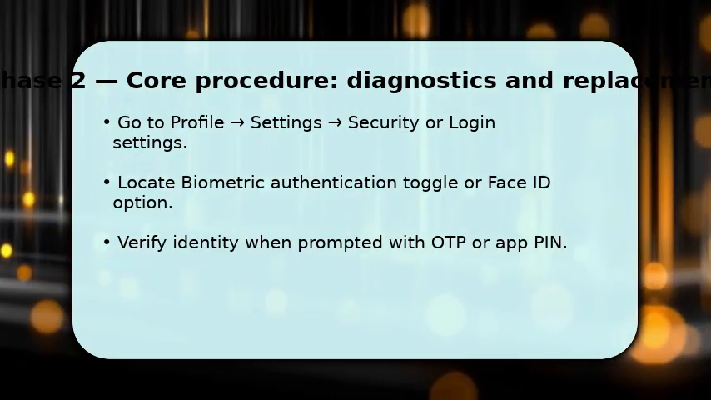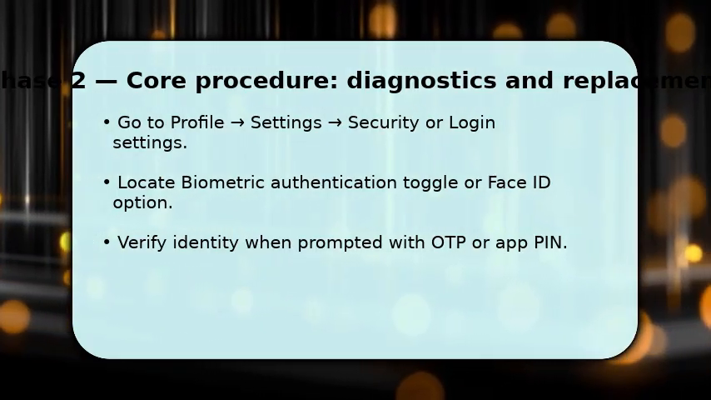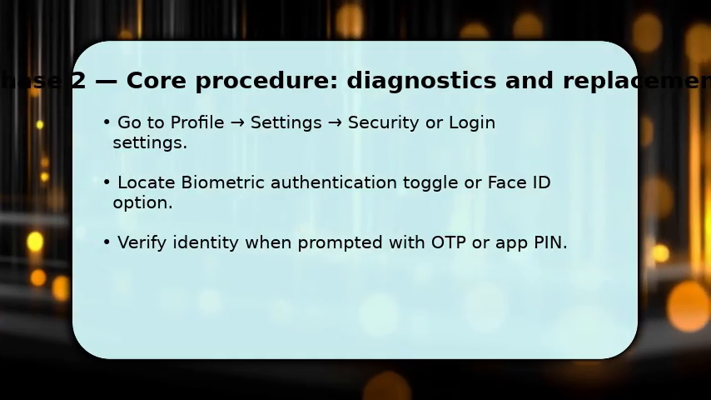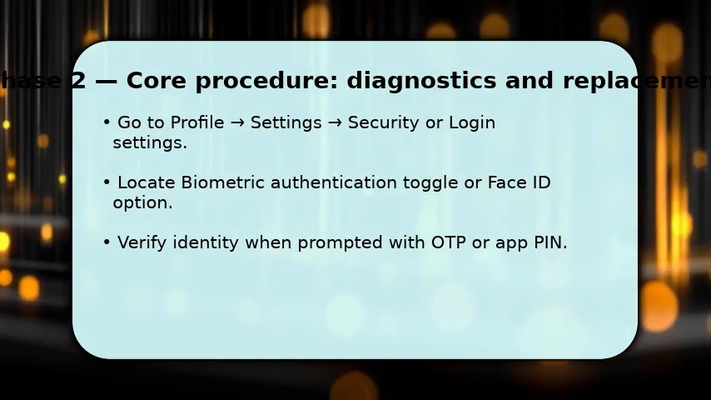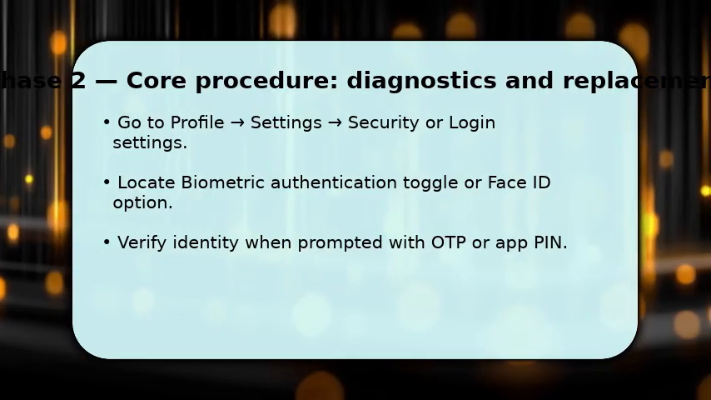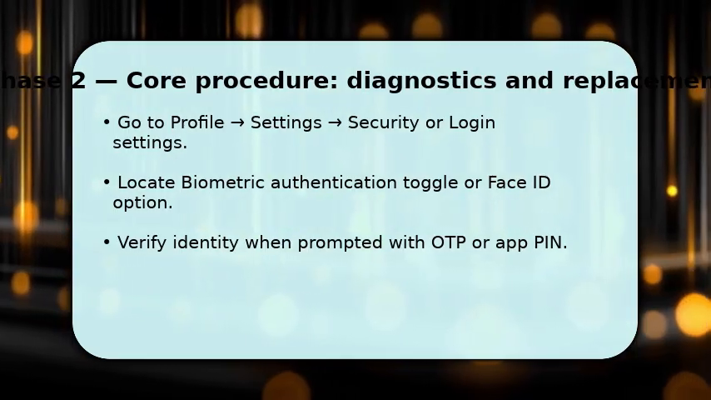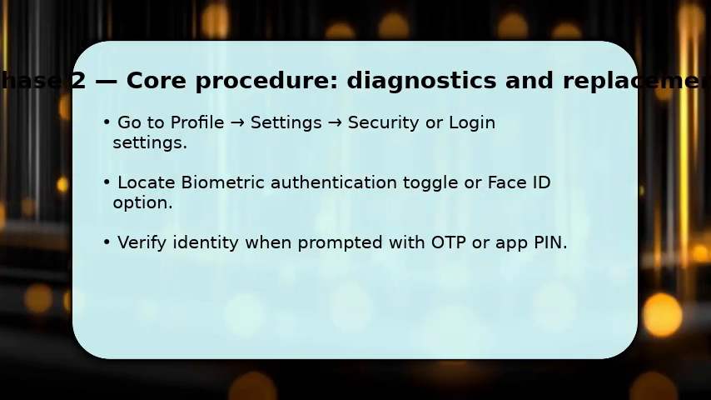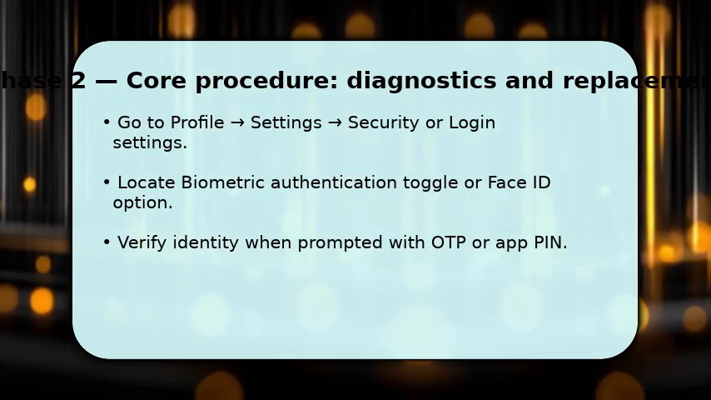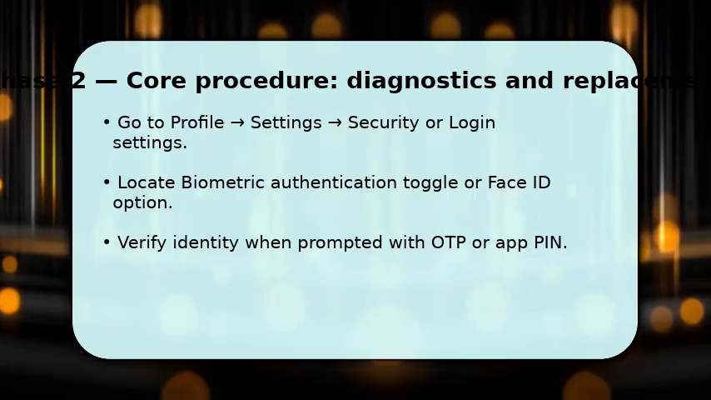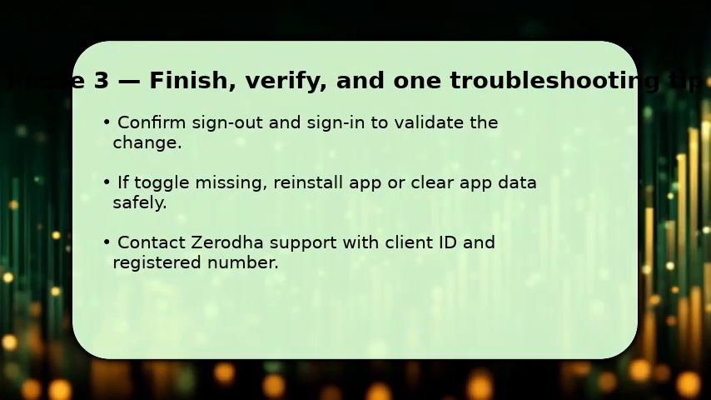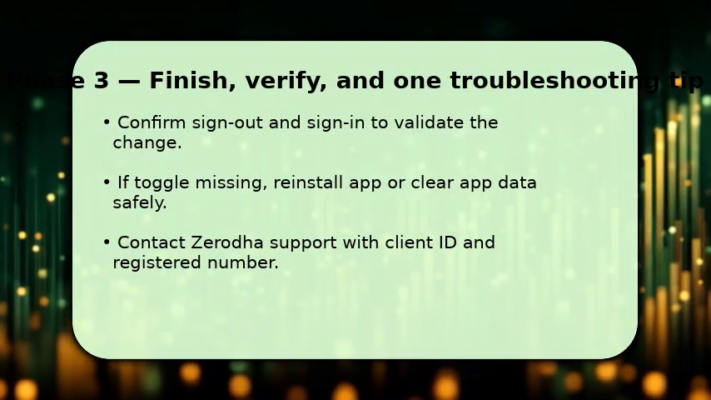The app will usually ask for OTP or your app PIN to confirm changes, so provide that promptly. Toggle Biometric off and follow on-screen prompts to confirm. This step preserves your account integrity by requiring verification. Finish by signing out and signing back in to verify biometric is disabled. This ensures the app applied settings.